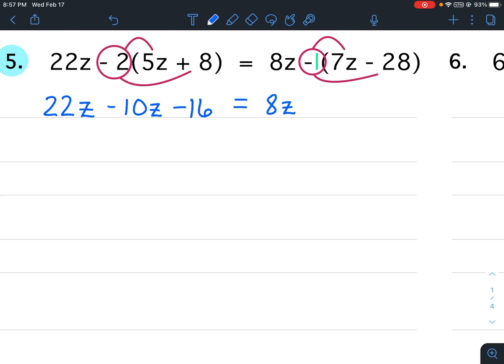Remember, when you distribute -1 or when you multiply by -1, it doesn't change the digit, it just changes the sign. In other words, a positive 7z would become -7z. And a -28 would become a positive 28.